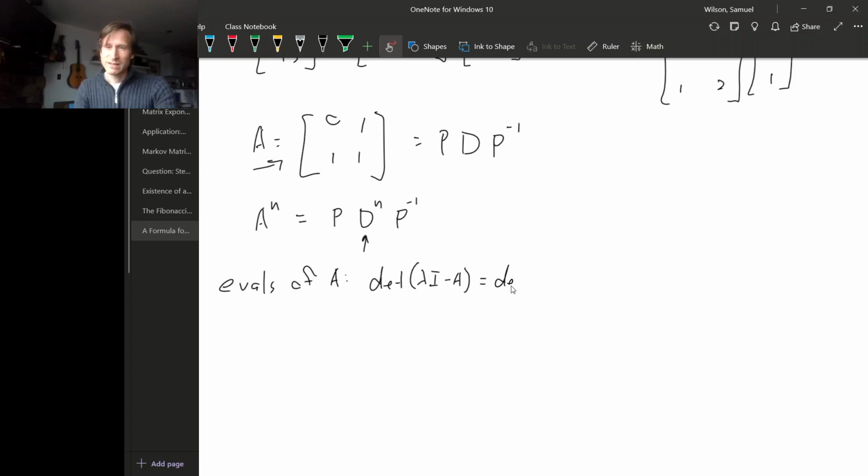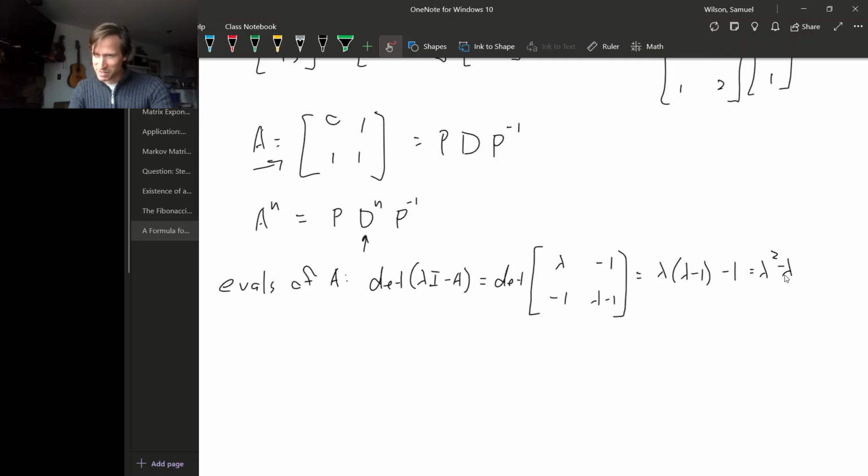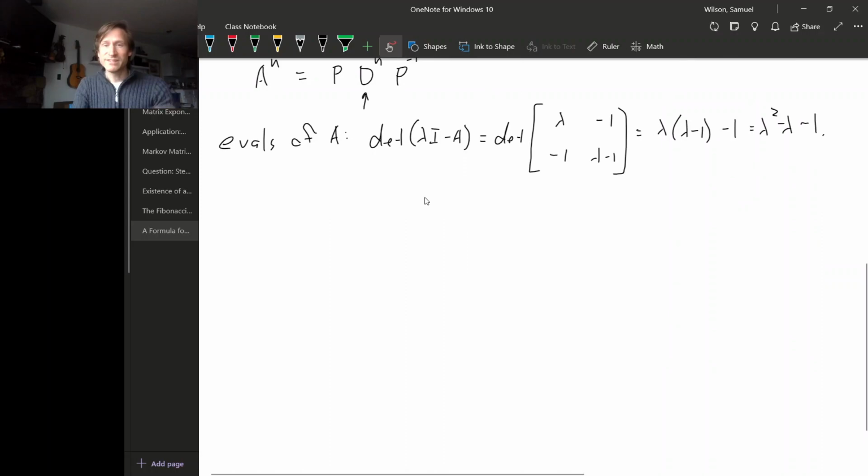So we need to take the determinant of, so we got a lambda here, minus 1 here, we got a minus 1 here, and lambda minus 1 here. So this is lambda times lambda minus 1 minus 1. This is lambda squared minus lambda minus 1. Okay, now we need to know when this is 0.